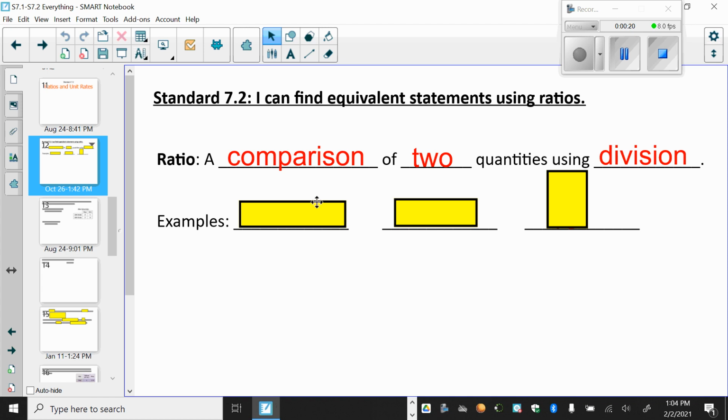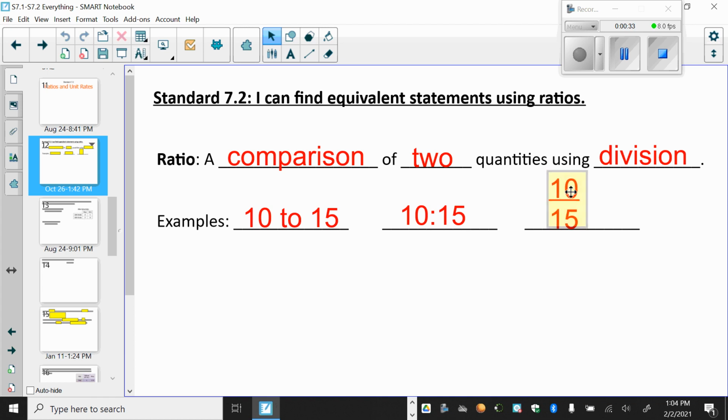There are three different ways we can write it. This way is the way that we say it, so 10 to 15. Here's our more common way of doing it, 10:15. Your parents might write a ratio this way. But for math class, we want to write it like a fraction, 10 over 15. That's what they mean by using division. This is a division bar here, so we're using division.